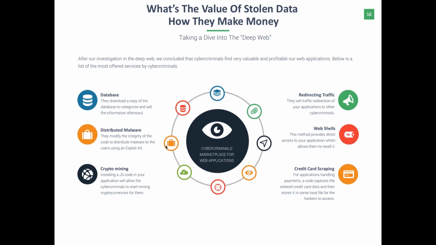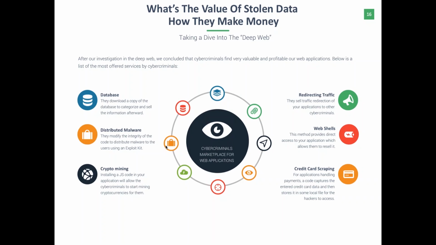The other one is redirecting traffic. Let's say that you are a newspaper, you have a lot of traffic, but you don't let people register or anything like that, so you don't have any critical information. But you have a lot of traffic, and that's good for them because they can resell that. They can redirect that traffic to other exploit kits and hack the people that were trying to access your application, or your newspaper in this case.